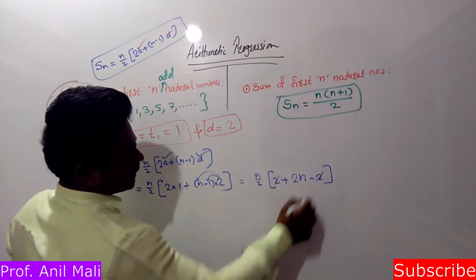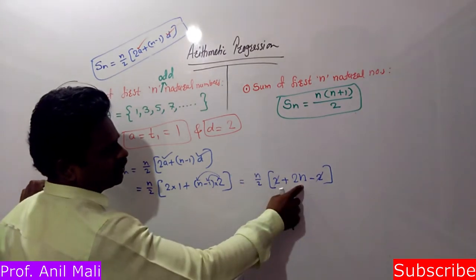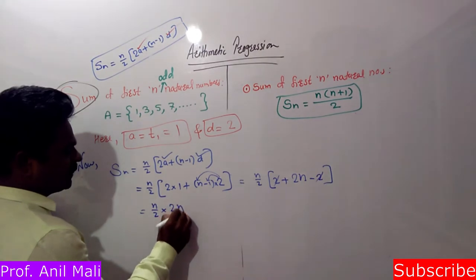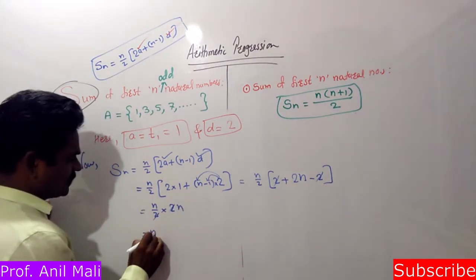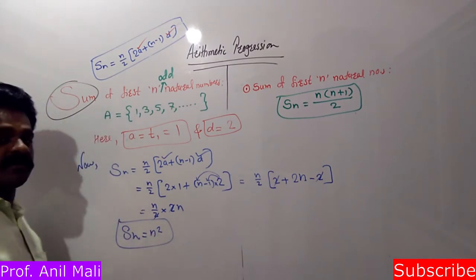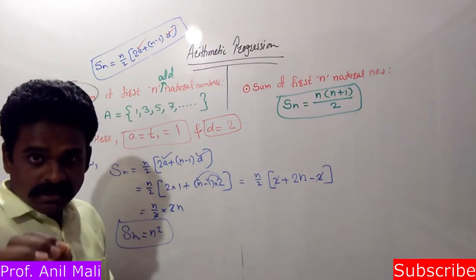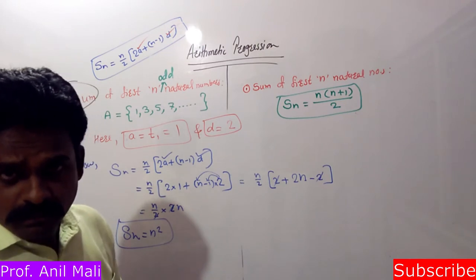So this plus 2 and minus 2 cancel each other, and we are left with only n by 2 into this 2n. So it is equal to n by 2 into 2n. This 2 again gets cancelled. So n into n is n square. Finish. So this is the formula for finding out the sum of first n odd natural numbers. Sum of first n odd natural numbers.